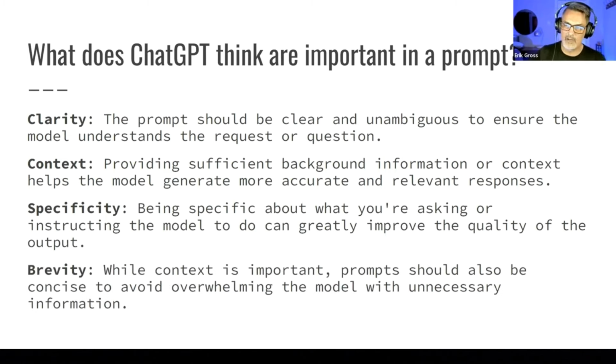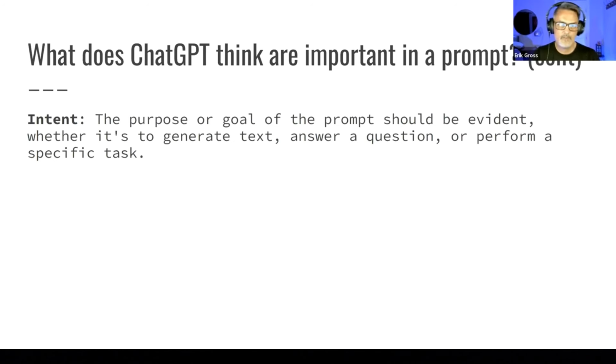Another thing that's important in a prompt, it needs to be brief. It's got to have brevity. You do want to provide some context, but you want your prompt to be concise. You don't want to put in a 10-page prompt, right? You don't want to overwhelm the model with a bunch of unnecessary information. Give it what it needs to do its job. And in a moment here, we're going to clarify exactly what those things are, but just give it what it needs and no more.